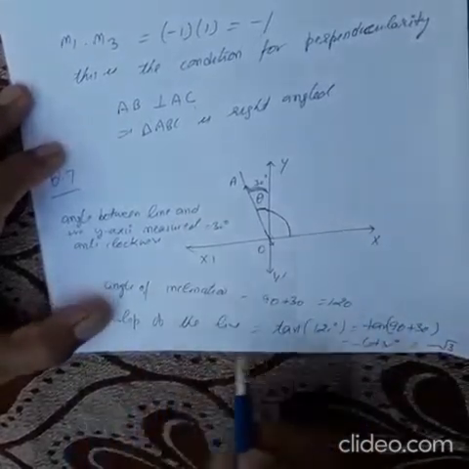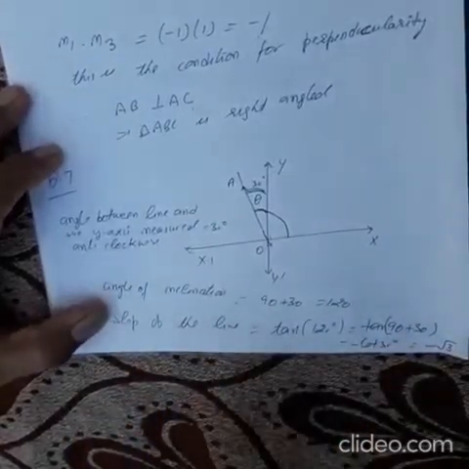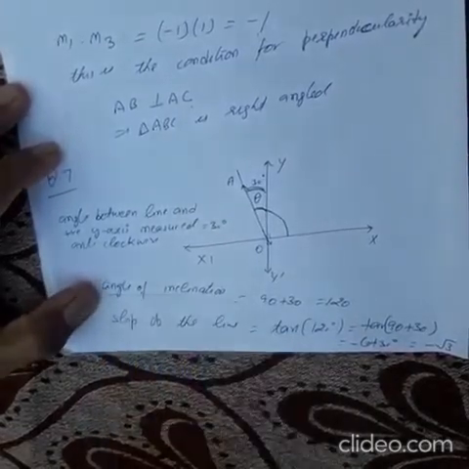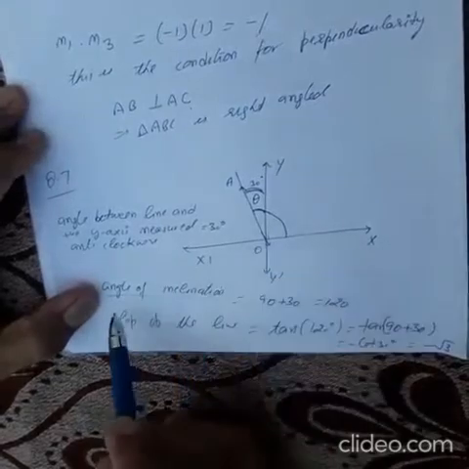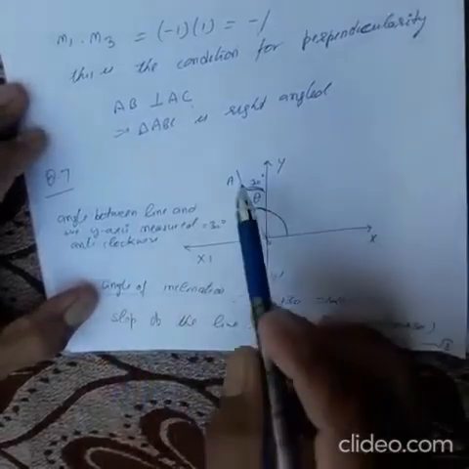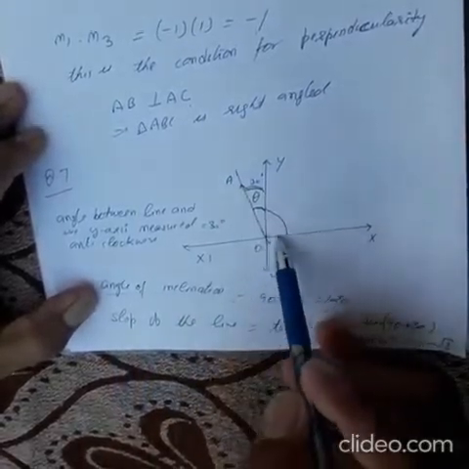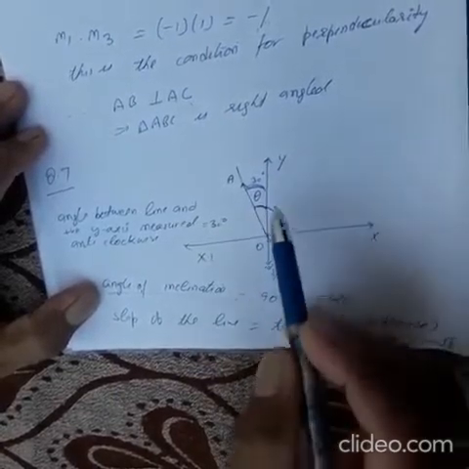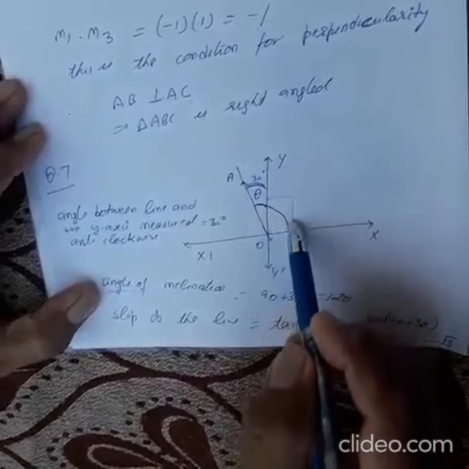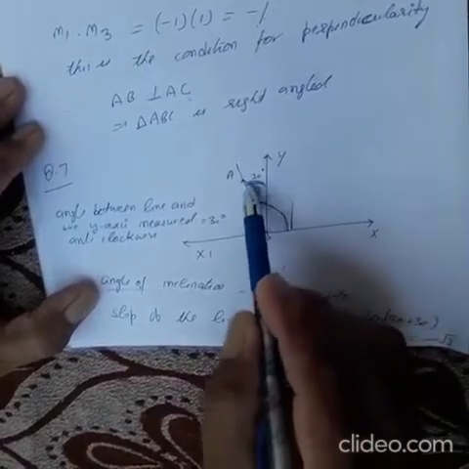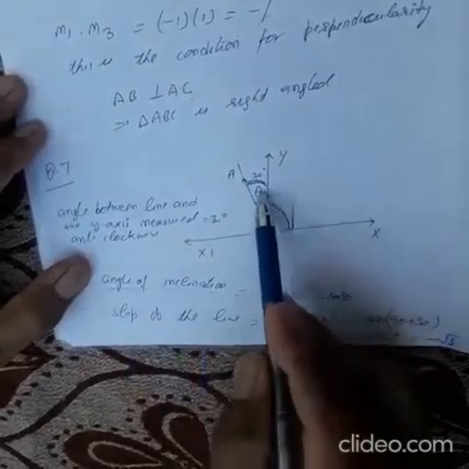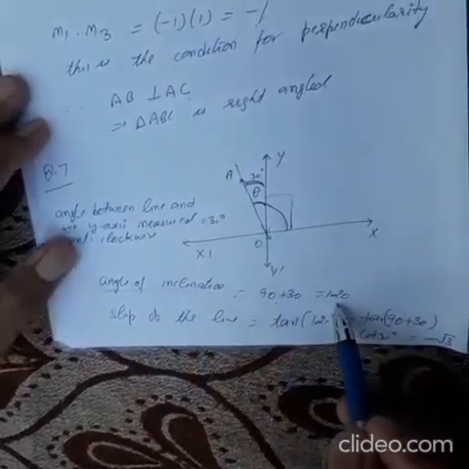Slope can be calculated using the formula tangent theta, where theta is the angle of inclination. You remember the definition: angle of inclination is the angle between the line and the positive x-axis. So this complete angle is theta. We know this angle is 90 degree and this angle is 30. So the angle of inclination will be 90 plus 30, that is 120.